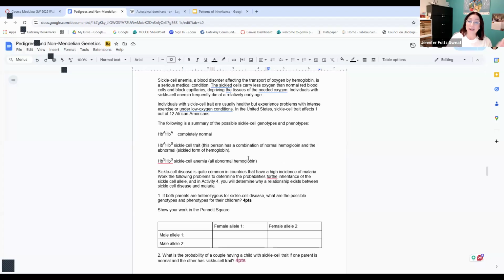Big A, big S, they have sickle cell trait, meaning some of their red blood cells are sickled, because the big S codes for sickled and the big A codes for none. So you have an in-between phenotype. And big S, big S, the individual has sickle cell anemia. Now, the interesting thing about being heterozygous, big A, big S, is that the person is immune to malaria.